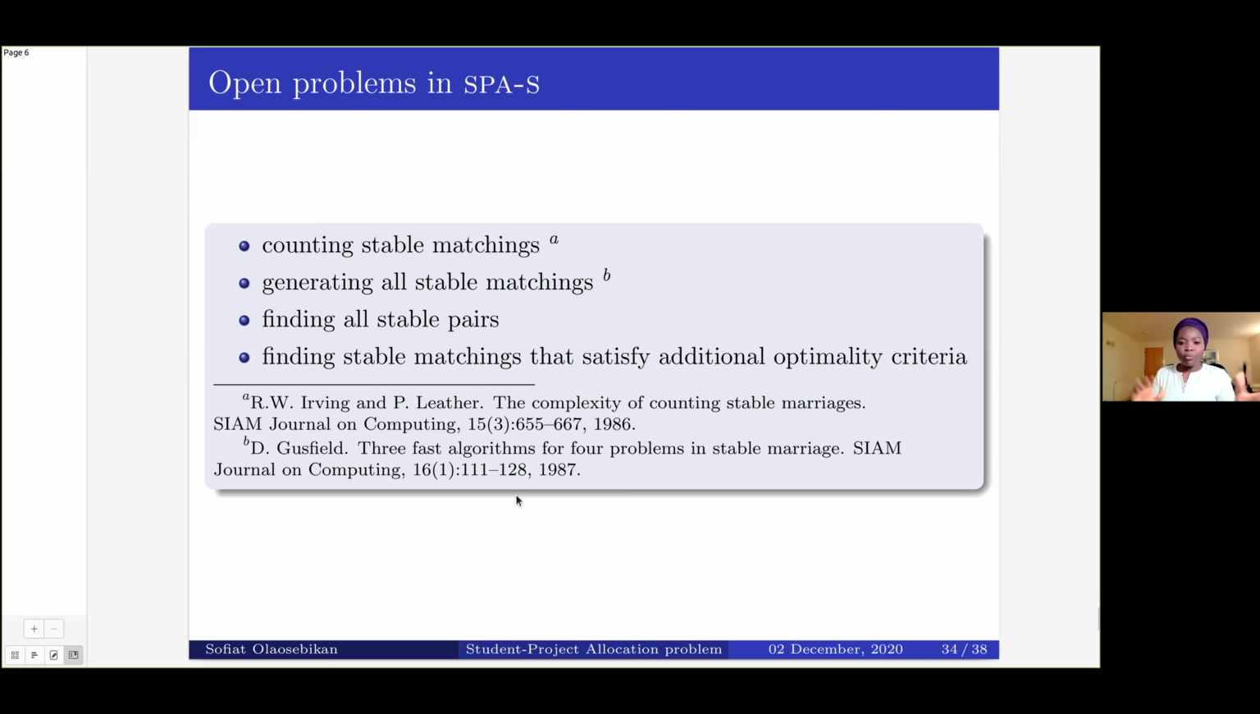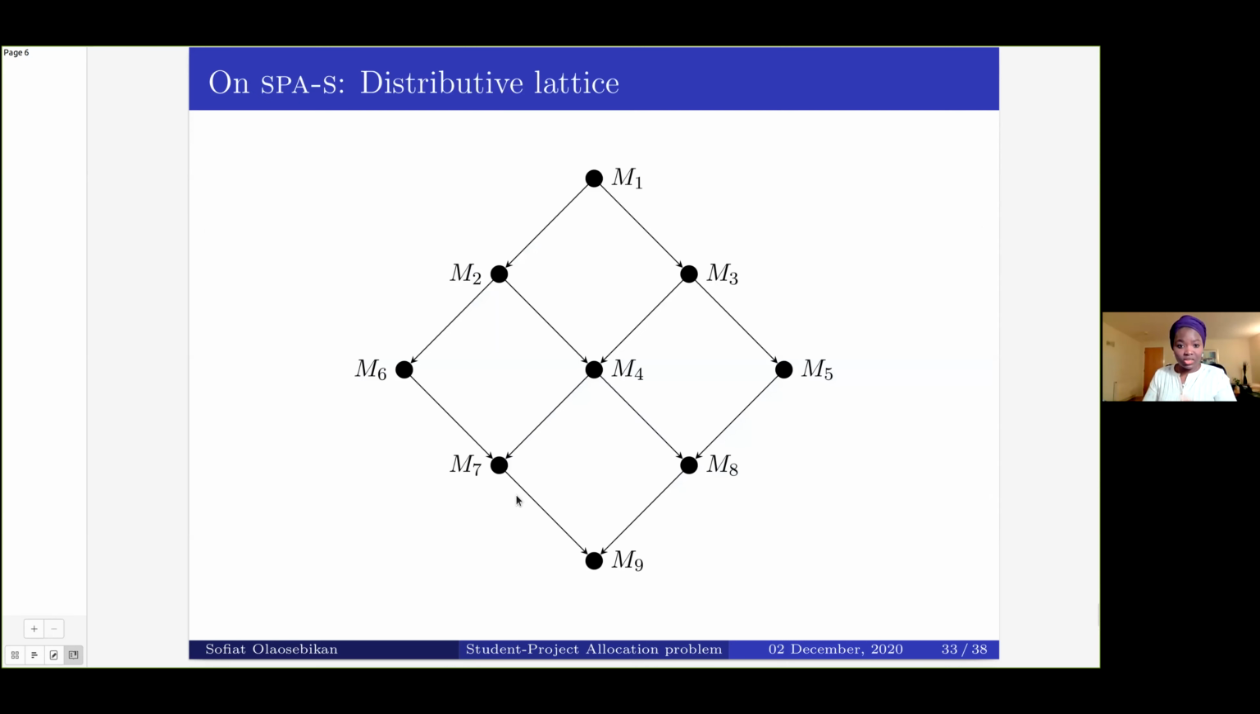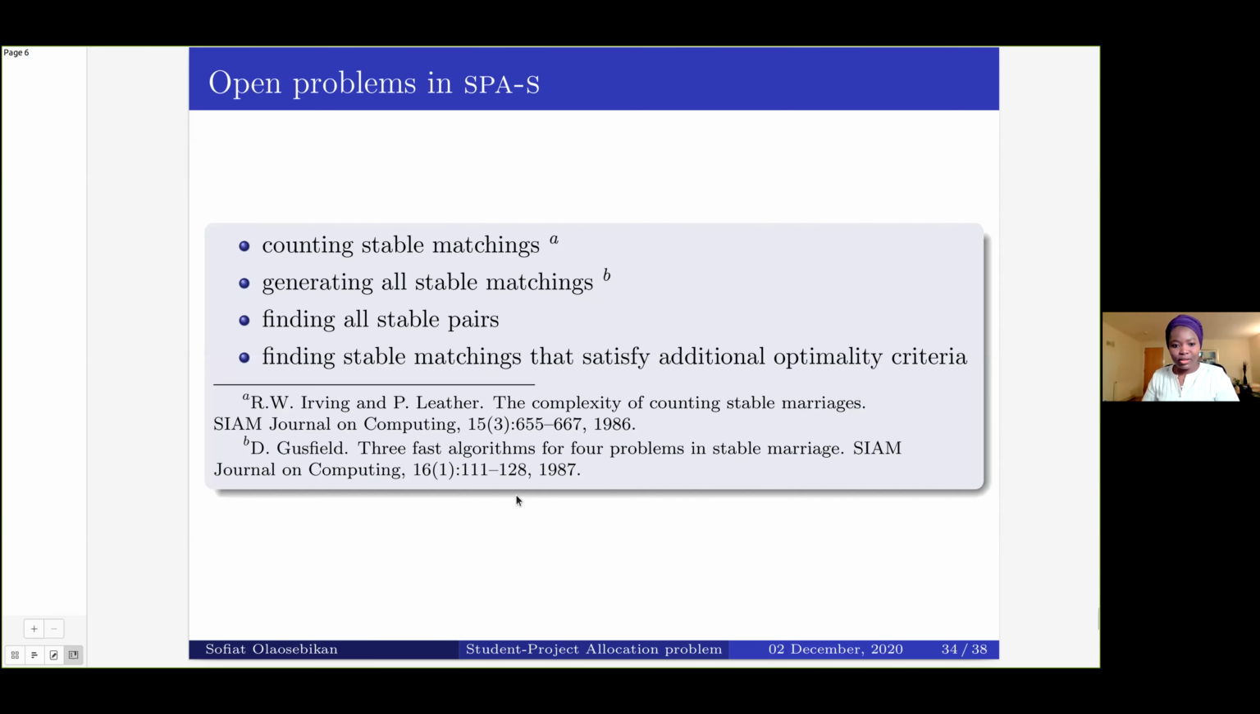But it remains open to explore them for SPIRES, because I've only just proved that the structure actually exists for SPIRES. So this is all for SPIRES, and I think I have 3 more minutes. Maybe that's all I'm going to throw at you in terms of theory and results. I've talked on SPA-P, I've talked on SPA-S.